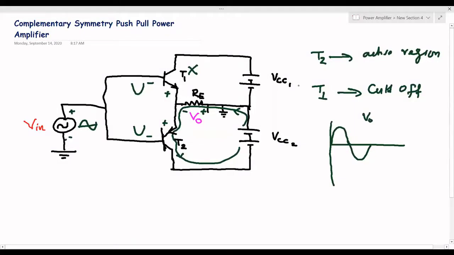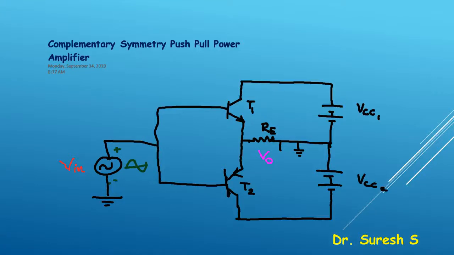This is the working of the class B complementary symmetry push-pull power amplifier. The advantage of this circuit over the previous one is that it does not require a transformer at the input side as a phase splitter, or at the output side for impedance matching. The only disadvantage with this circuit is that it requires two power supplies.